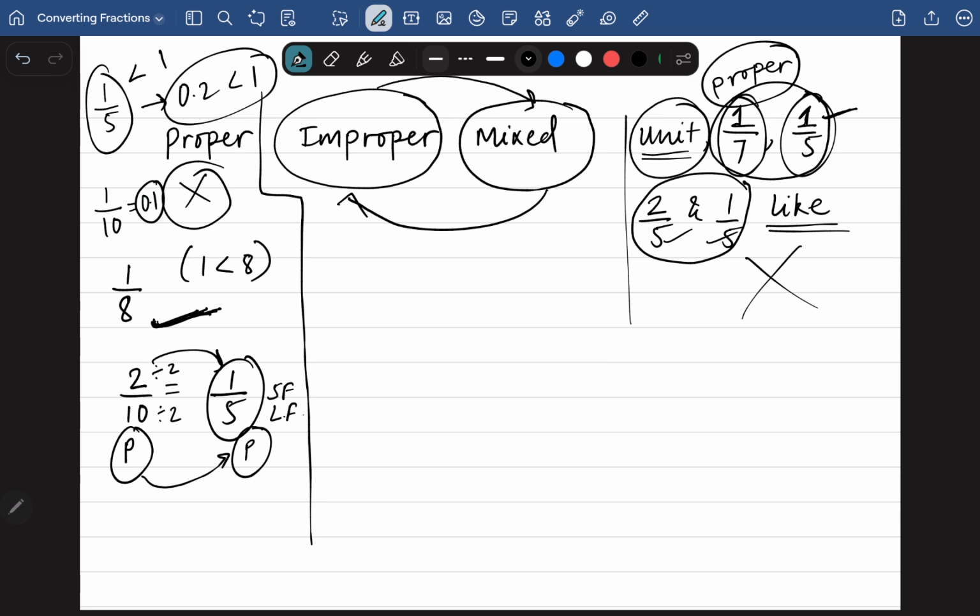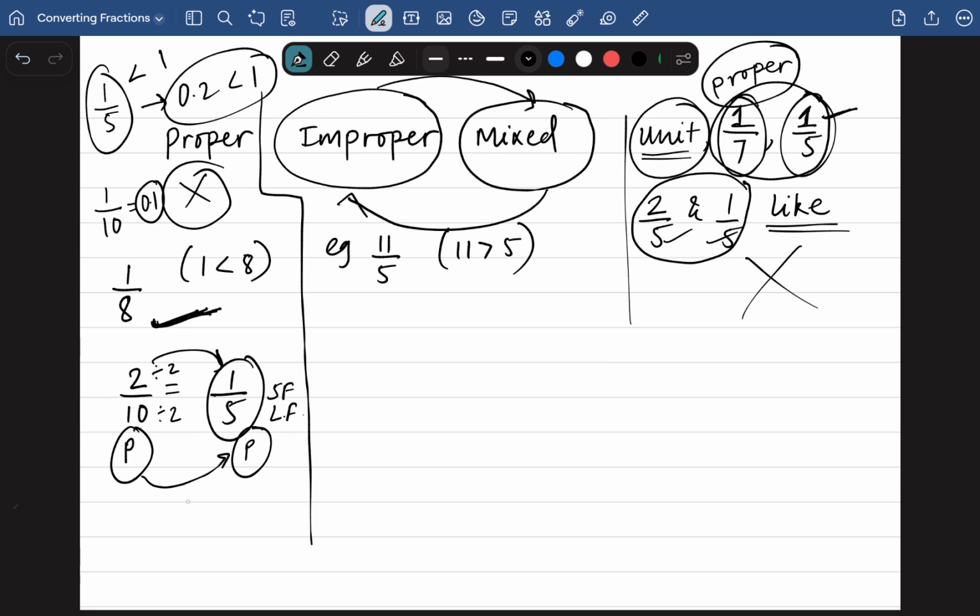But in improper fraction, by definition, an improper fraction means the numerator is greater than the denominator. Let's say, for example, 11 over 5. The numerator 11 is greater than the denominator 5. So we call such type of fraction an improper fraction.